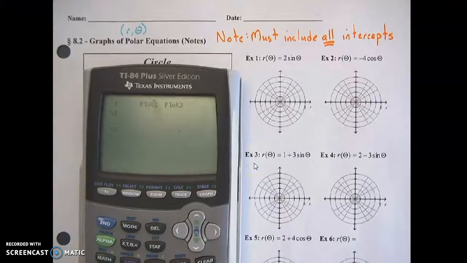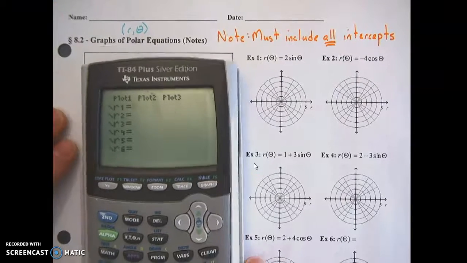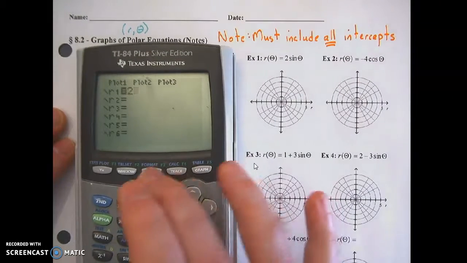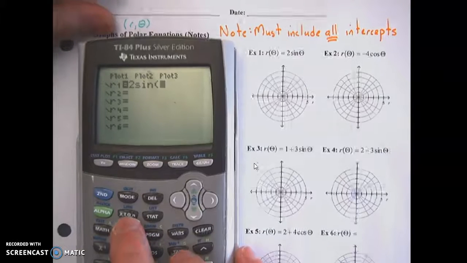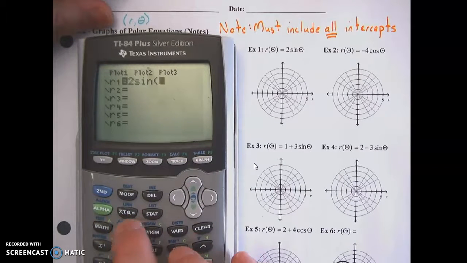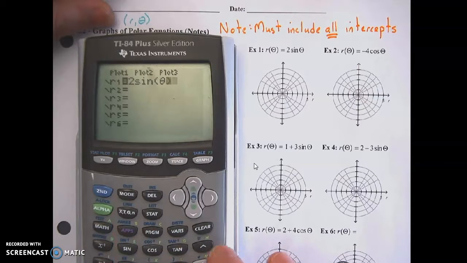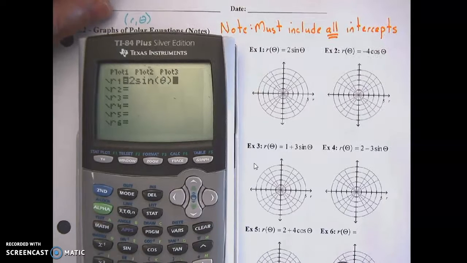All right, so here we are. I'm now in r equals. I can start to type in my equation, 2 sine of, now the theta button. Once you change the mode and you hit this button, it makes a theta instead of an x. If you go back to rectangular or function mode, it'll turn it back into an x.